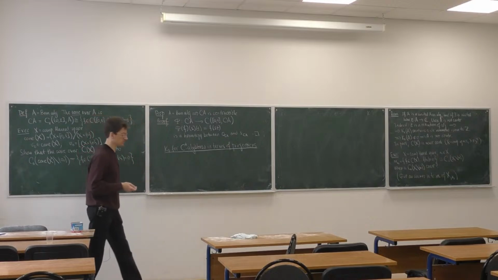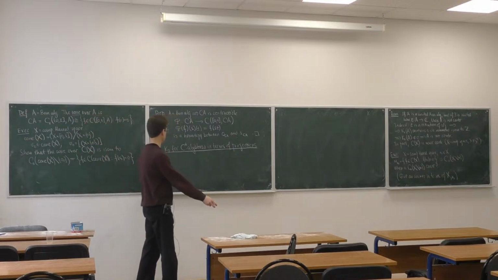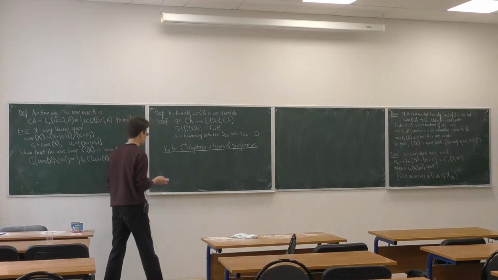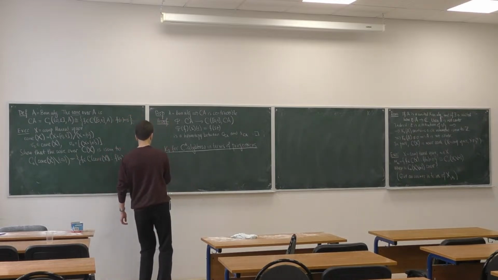So roughly what we are going to do is to look at the setting of C-star algebras and to incorporate some compatibility with the involution into our picture of the group K0 of A. Let's start with some definitions.